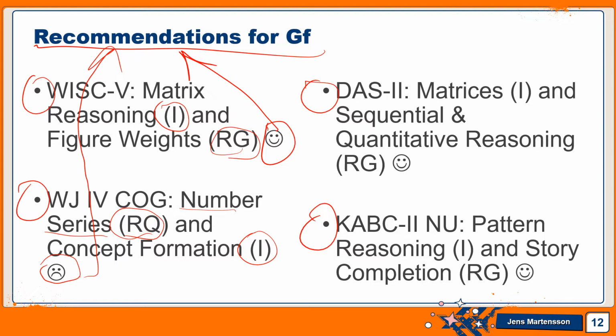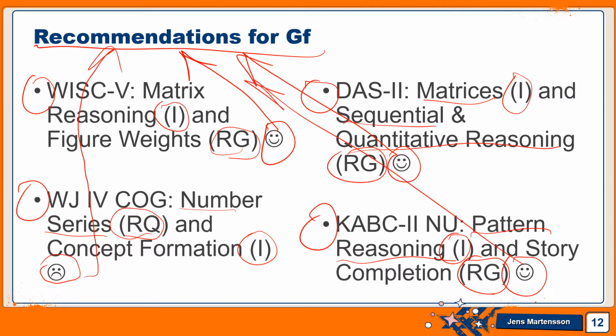The DAS has matrices, which is induction, and sequential and quantitative reasoning, which is general sequential reasoning. So yay, it does meet the recommendations. KABC, normative update, has pattern reasoning, which is induction, and story completion, which is general sequential reasoning. So yay! So really, the one that stinks is the WJ4. All the other ones are pretty good. That might have surprised you.